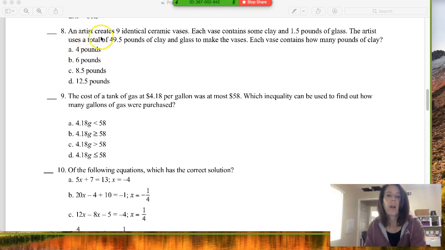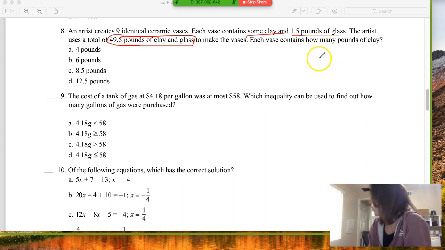Okay, number 8, an artist creates 9 identical ceramic vases. Each vase has some clay and 1.5 pounds of glass. The artist uses a total of 49.5 pounds of clay and glass to make each vase. So how many pounds of clay?